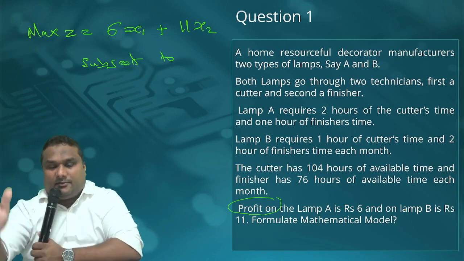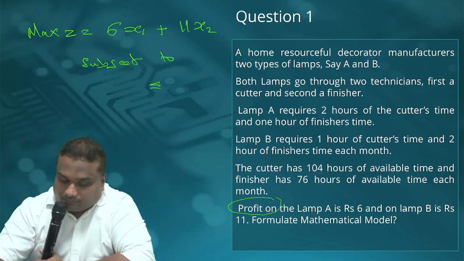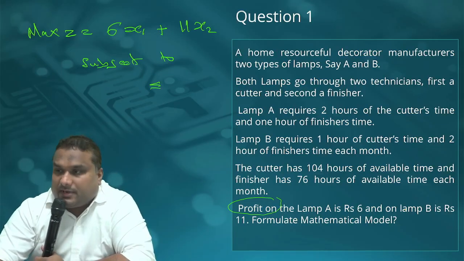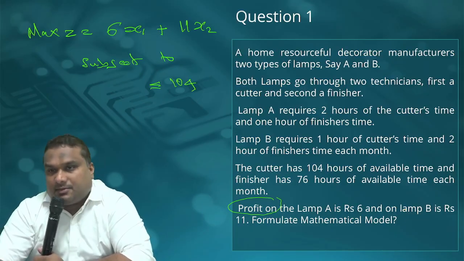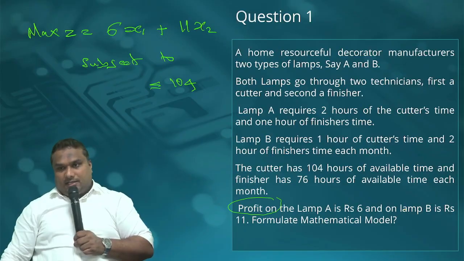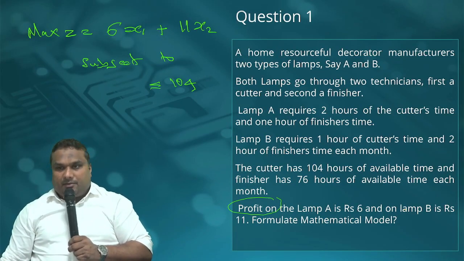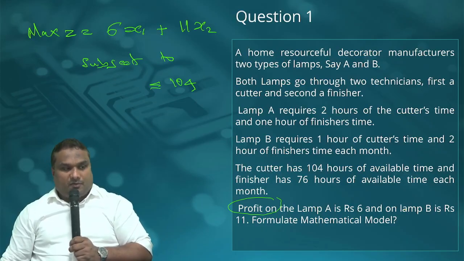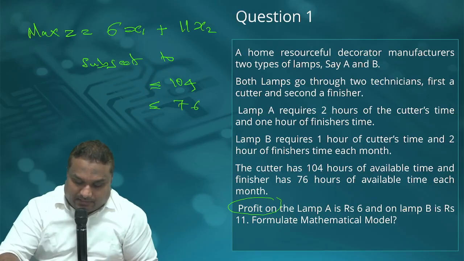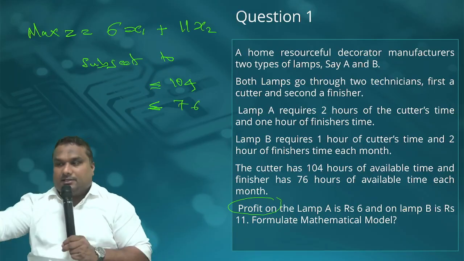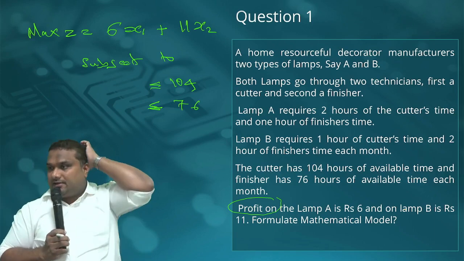Now we have two restrictions. We have two people. One is the cutter. The cutter has a maximum available time of how many hours? 104. The finisher has a maximum available time of 76. Maximum available time of what? 76. You understood? These are our restrictions.